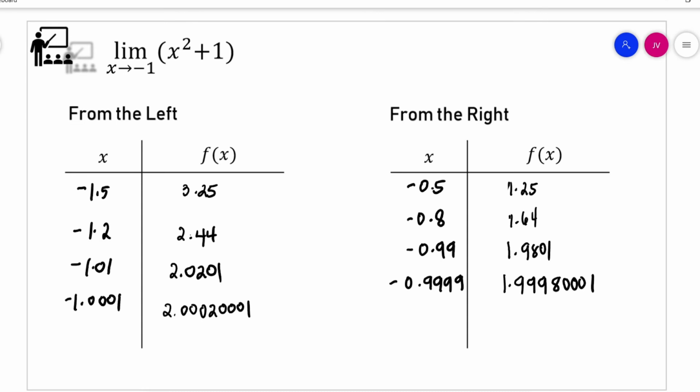As you can see, as the value of your x approaches to negative 1, the value of your f of x approaches to 2. So left hand limit. Ganun din with our right hand limit. The value of your f of x approaches to 2. So ibig sabihin lang ito that the limits of x squared plus 1 as x approaches to negative 1 is equal to 2. So ito ang limits of our function. So that's how you get the limits of your function.